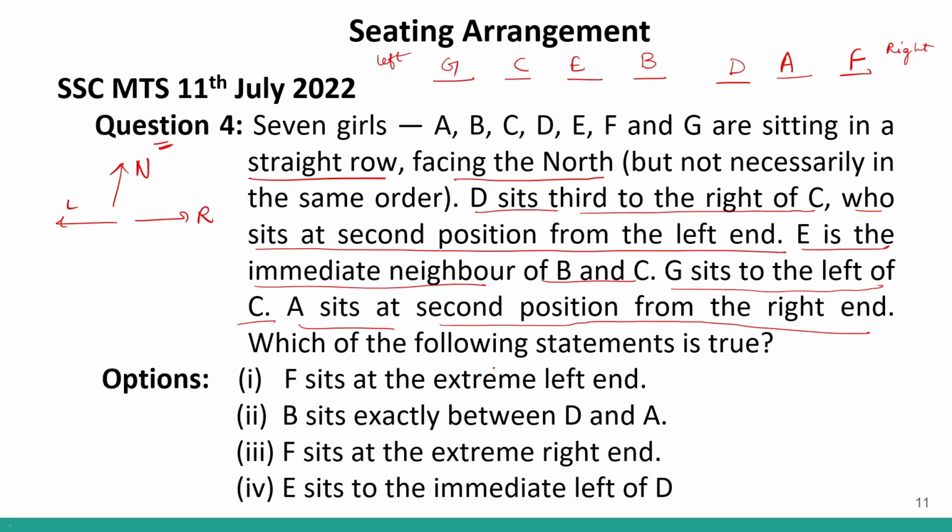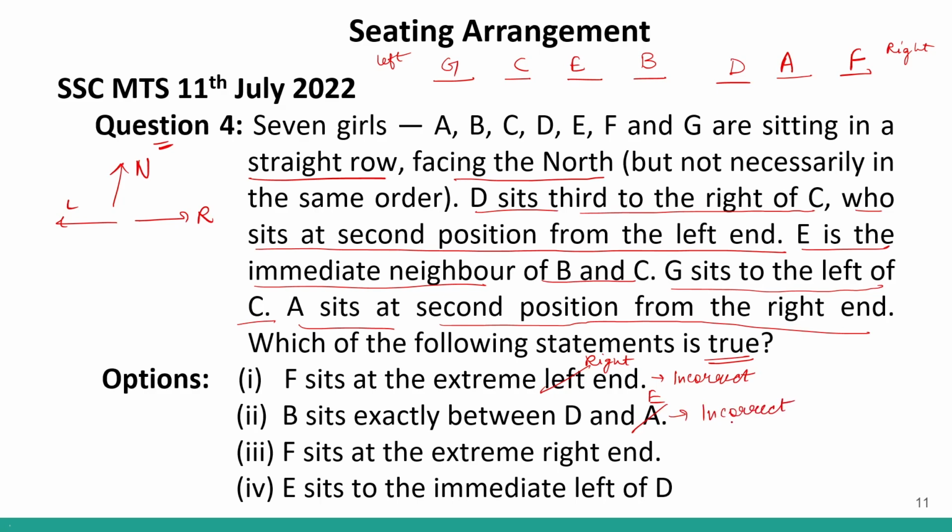We have to identify which of the following statements is true. Now, first statement says F sits at the extreme left end. No, F sits at the extreme right end. Therefore, this is incorrect. Moving on to statement number 2. Statement number 2 says B sits exactly between D and A. No, B does not sit exactly between D and A. B is between E and D. So, B sits exactly between D and E. So, this is also incorrect.